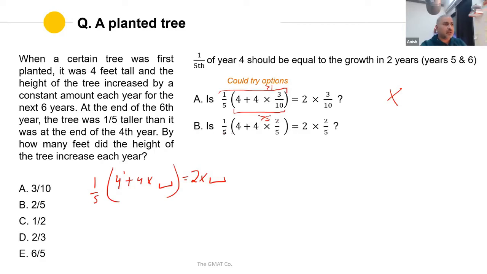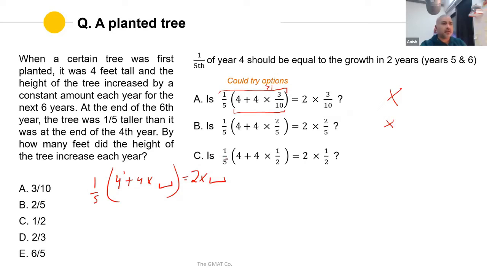Let's try the second one. Is 1/5 of 4 plus 4 times 2/5 equal to 2 times 2/5? Now, again, what do I notice inside? Well, 4 times 2/5, 8/5 plus 4. Again, LHS is more than 1. RHS is less than 1. So the left hand side can't be equal to the right side. This one is gone also.